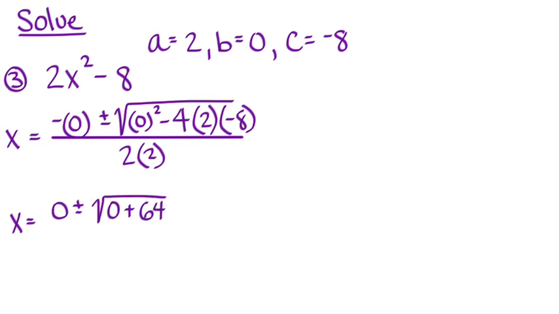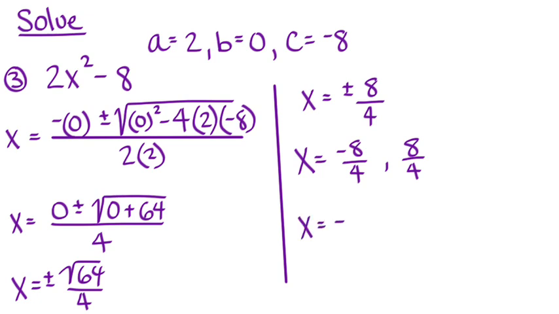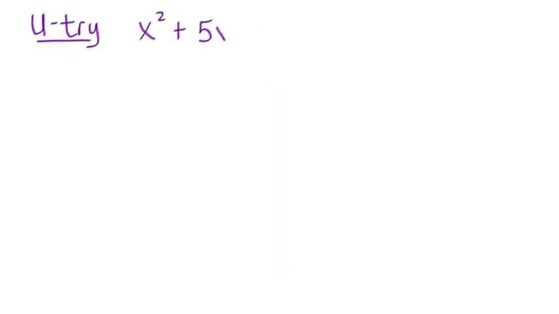So we'll get 0 plus or minus 64 divided by 4. The square root of 64 is 8, so we'll end up with plus or minus 8 divided by 4. So we get positive 8 divided by 4 and negative 8 divided by 4, giving us negative 2 and 2. Pretty cool, huh? Go ahead and do this one, you try, and check your answer.